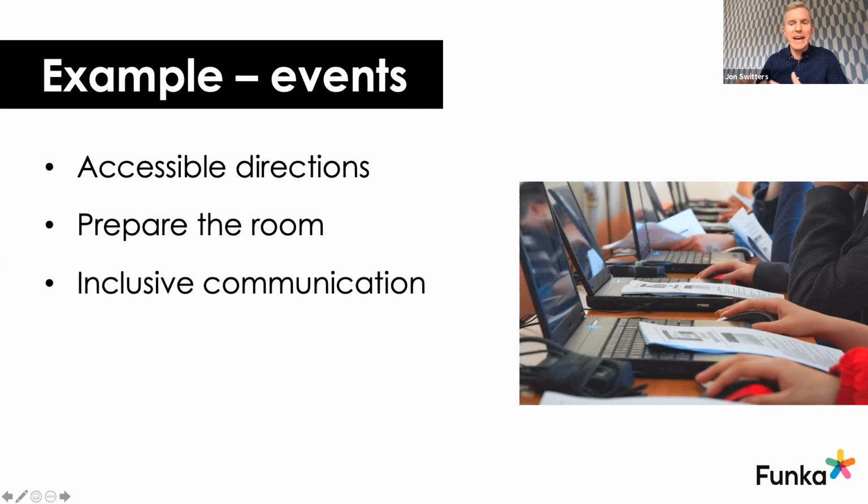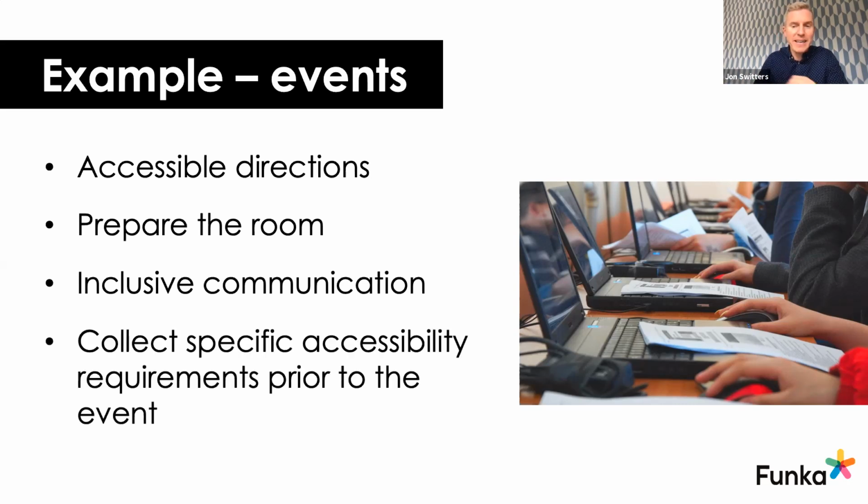How do we ensure that our communication during the event is inclusive? So, for example, in a training situation, always address participants with their name. For visually impaired participants, this is the way that they will know that you're talking to them and not directly to somebody else. And finally here, use registration forms to collect specific accessibility requirements prior to the event so that you can prepare sufficiently.